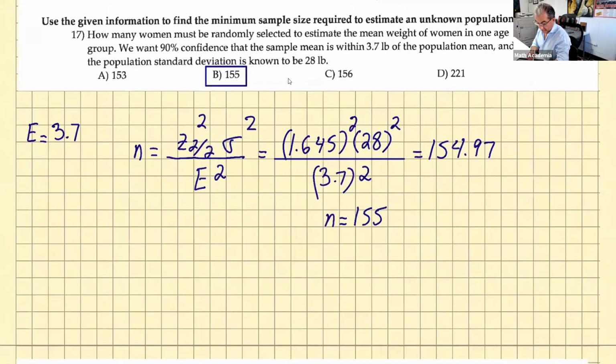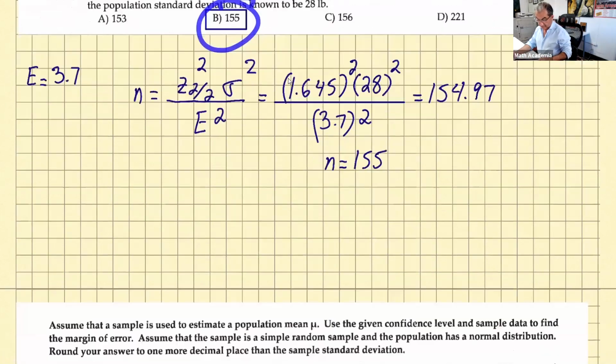The formula for the sample size here is z sub alpha over 2 squared times sigma squared over E squared. 90% confidence level, again z is 1.645 squared times 28 standard deviation squared divided by the margin of error we said is 3.7 squared. So you get 154.97. Round up again. Even if you round up, you're going to get 155. But just remember, you always take the next whole number when you are calculating the sample size. So B is the answer.